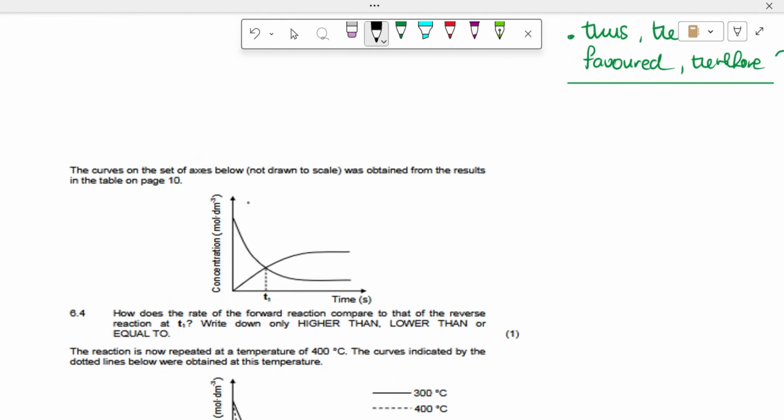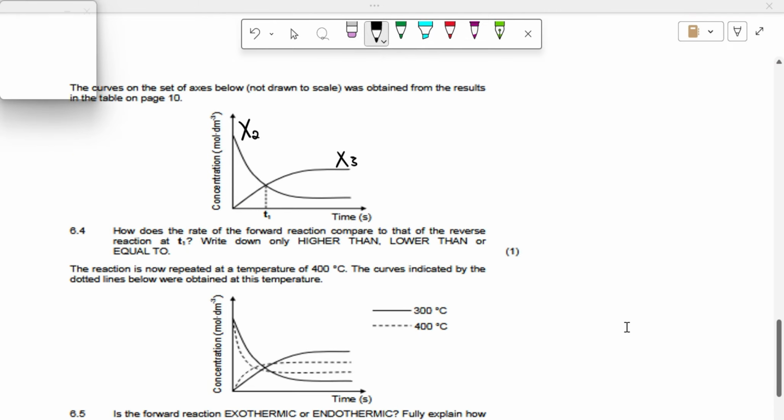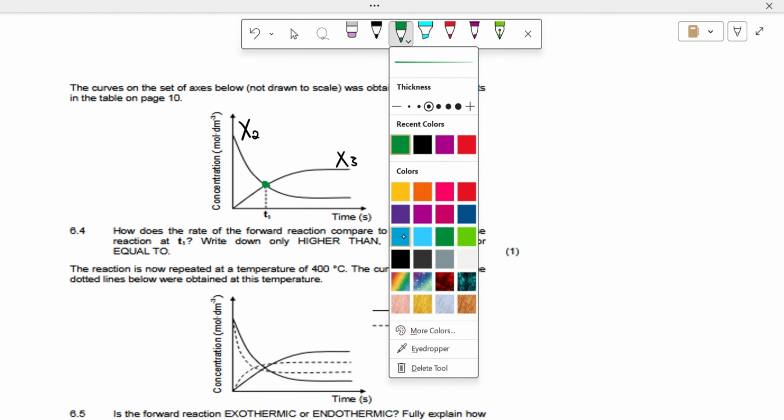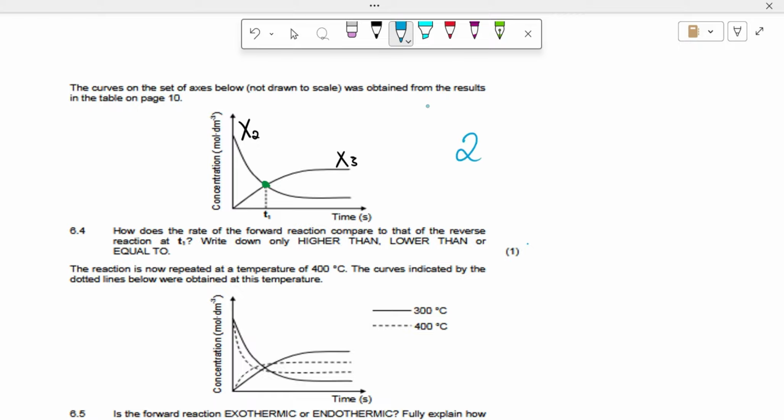I just need to make sense of that. Notice how there's something that is getting used up. The concentration decreases. That would obviously be your X2 because that's your reactant. Remember that X2 is used to form X3. And then this would be your X3. What you must understand is that at this point here, time T1, I want you to focus on this point. Let me use a different color. I know I'm using green lately. Let's use blue.